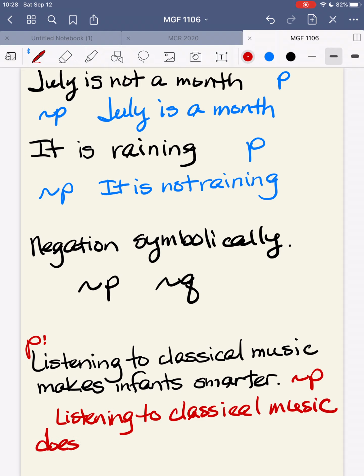Does not make infants smarter. Now, a little word of warning in this section, this chapter in general: you do not want to cut corners when you're asked to write a statement in whatever format. In this case, it's negation.